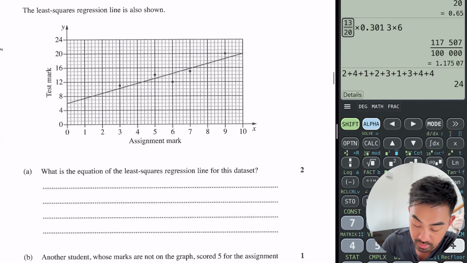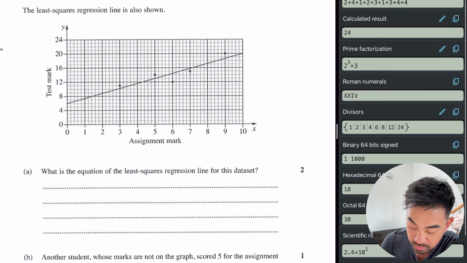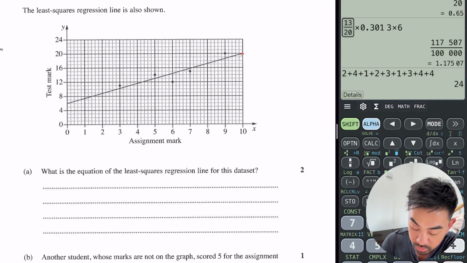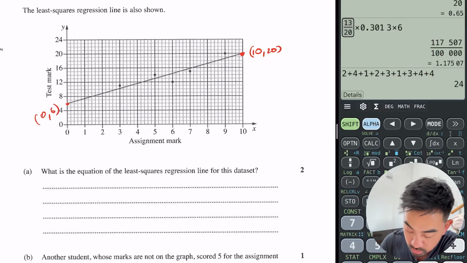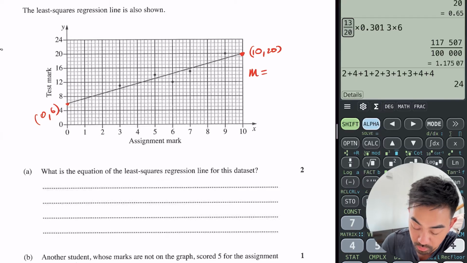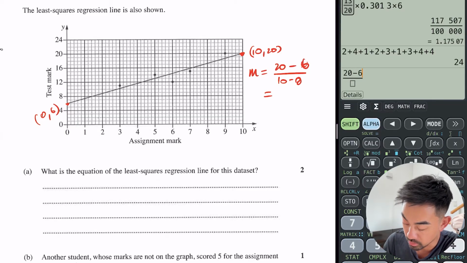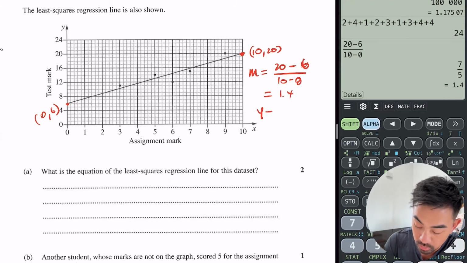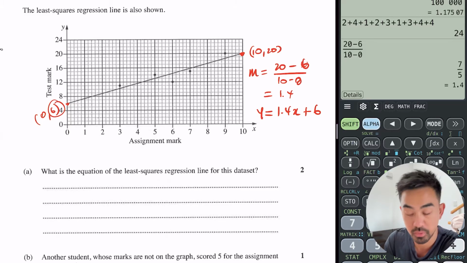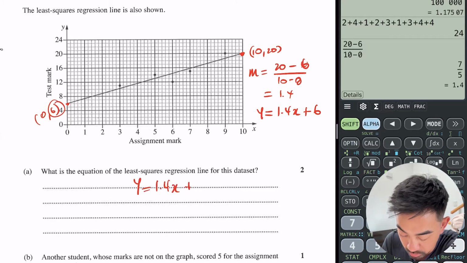Okay, so they've given us a line here, so I just got to find a couple of points, right? So I've got this point here, what's that? 10, 20. And this point here, which is 0, 6, it looks like. So my gradient is rise over run, so it's 20 minus 6 over 10 minus 0. That's 1.4. So y is equal to 1.4x plus the y-intercept, which is 6. So that's it. Y is equal to 1.4x plus 6.